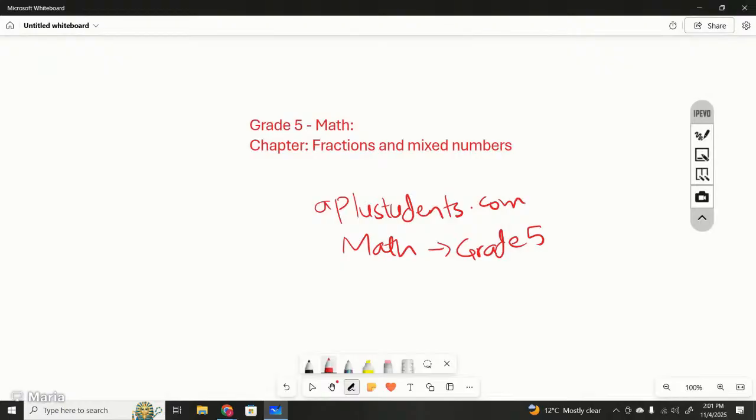There you can find a list of the chapters. We're going to start with the chapter fractions and mixed numbers. So please make sure you have your notebook and pencil so that you can note down the important examples and definitions as well.